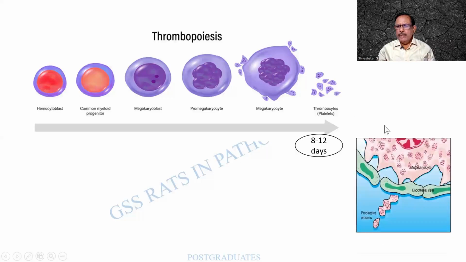This is how it happens. This is a megakaryocyte, this is a capillary or a sinusoidal space, and these are the extensions which are being chipped off, and you get them as platelets in the peripheral blood. Normally, this entire maturation takes about 8 to 12 days.